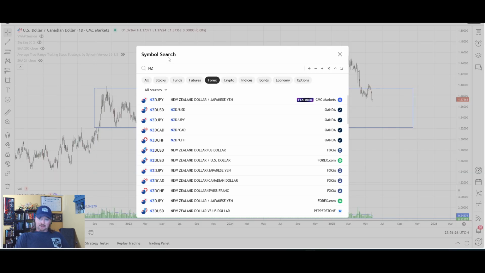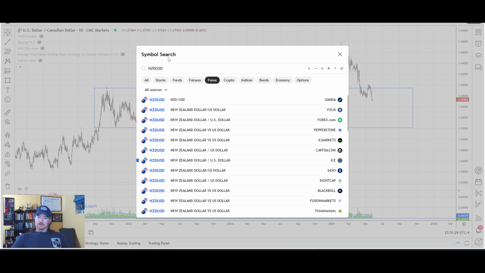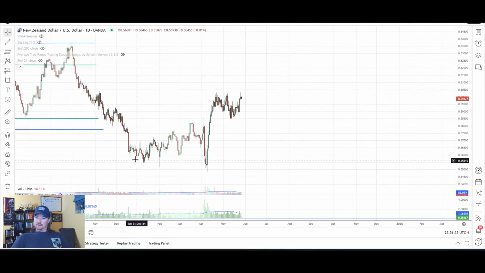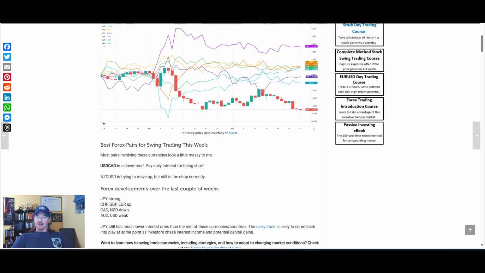The NZD US dollar is in an uptrend at the moment, a really strong move up, and we're basically trying to get out of here, potentially moving up again, but we're still in this choppy area. So maybe that ends up working out over the next little bit, but we're still kind of stuck in that choppiness.